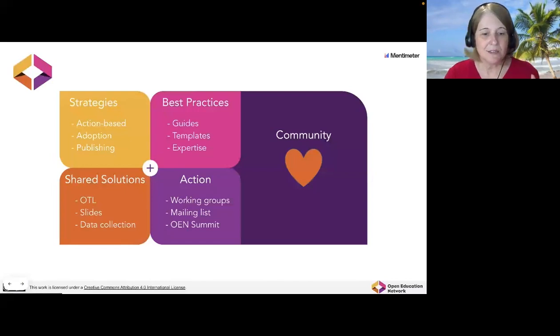All right. So one of the greatest things about being part of the Open Education Network is that you are part of a community that does all of these things.